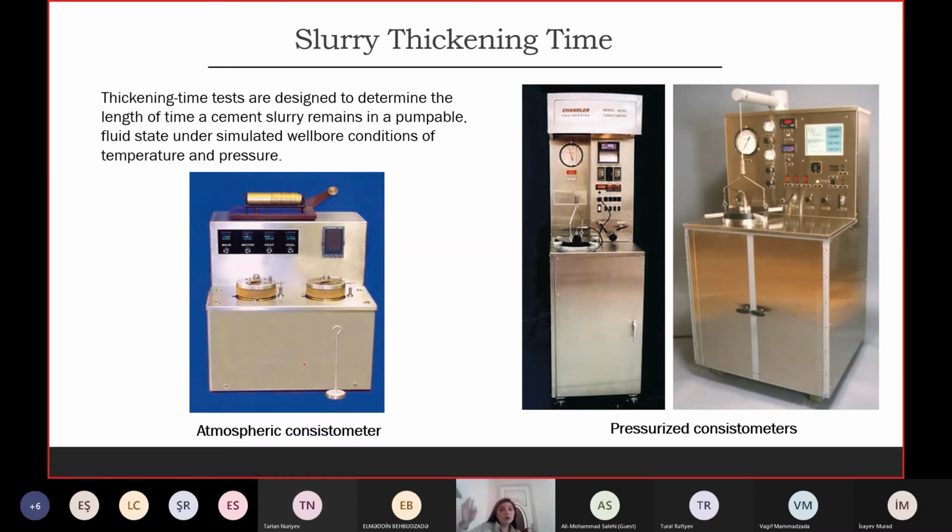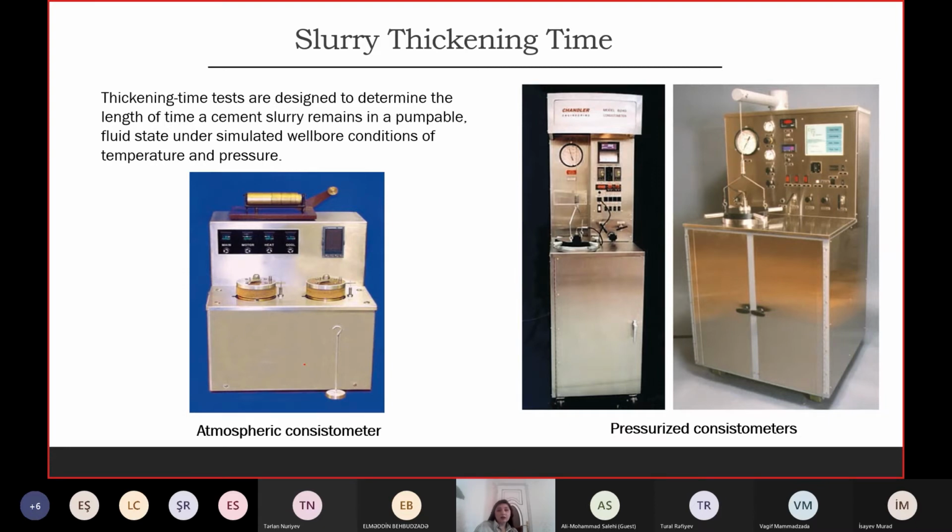It will stop. You can pump, you can displace a lot of mud, but it will not go down, or it will not go anywhere. This slurry will be stuck there. And you have probably heard about stuck pipe issues. So this happens when you have less thickening time than required.